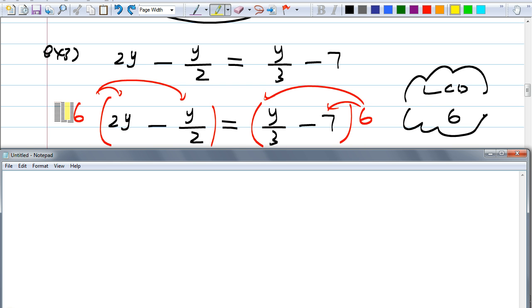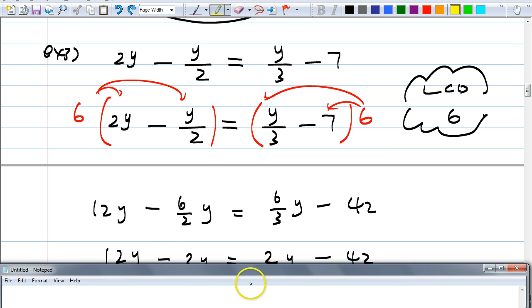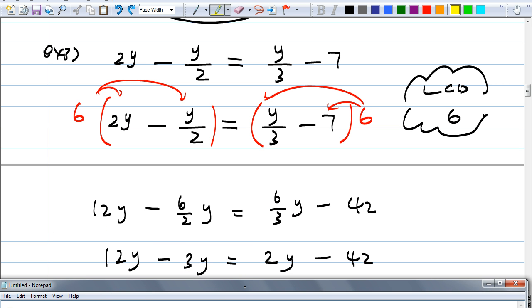What about on the right side? 6y over 3 minus 42. Good. And so that still works. And when you simplify, it becomes simply 2y minus 42, very good. So we get 12y minus 3y equals 2y minus 42.